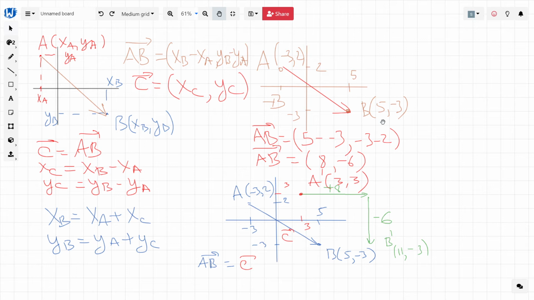Now, if I connect points A prime and B prime with a vector, as before, and I look at the coordinates of this vector, I'm also going to get the coordinates of vector C. Okay, so this vector is going to be again 8, minus 6.